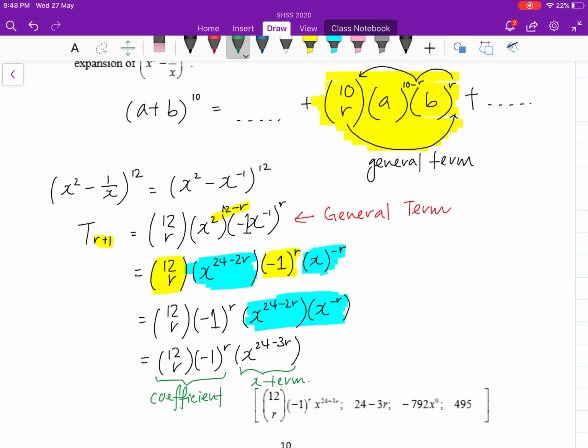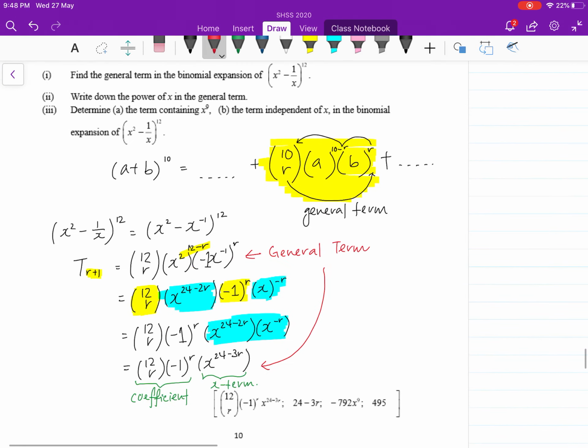So how is this general term useful for us? Okay, so this is our general term. Of course, the first step general term is not arranged properly. What we want is the general term that's arranged properly. This is the general term. All right. Now they say part 2. This is part 1.